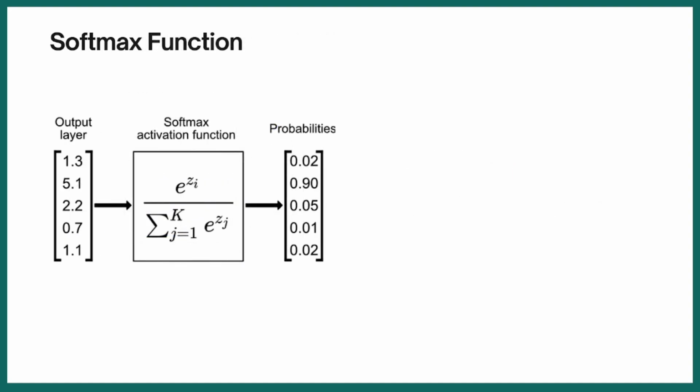4. Softmax function. This one is used for multi-class classification problems. It converts raw outputs into probabilities that sum to 1, making it easy to interpret the predictions. This function is represented by the following formula.